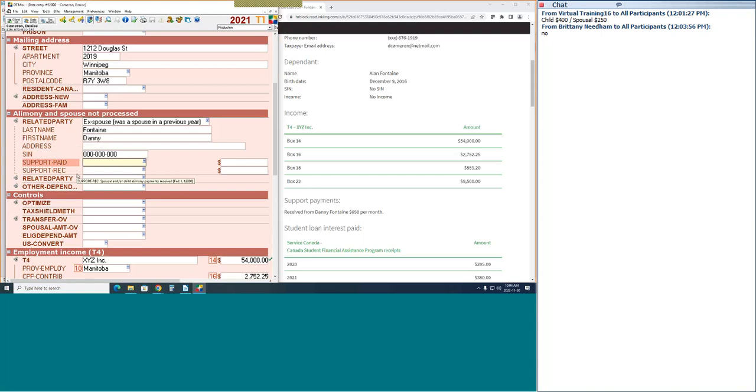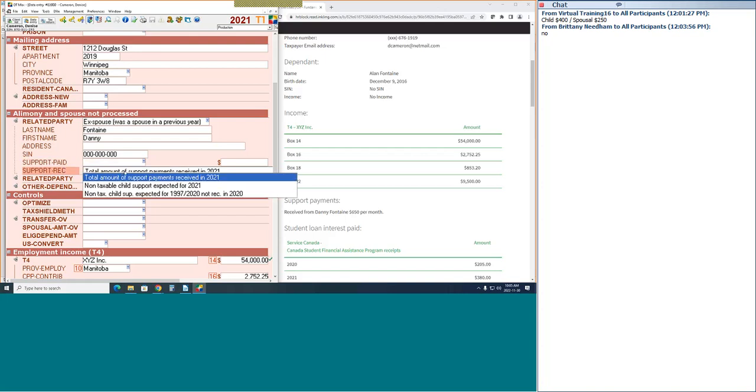Then we have two drop-down boxes, and we have to pick which one we're going to use depending on whether she is receiving the support or paying the support. So that is important to know. It says she is receiving it. We want to use support received. On Danny's return, because he's probably going to want to claim his support payments, some of it will be deductible because some of it is spousal support, he would do the same data entry on his file with her information, and then he would say support paid. But we're going to do received.